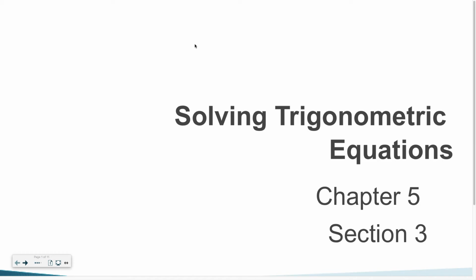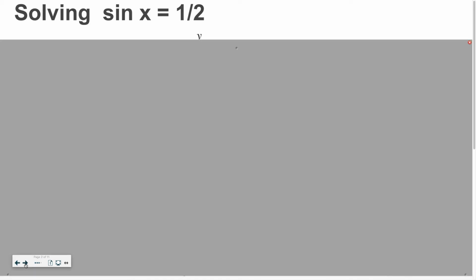Now, if I asked you the sine of x equals 1/2, solve for x, what would you maybe tell me? Pi over 6, or 5 pi over 6? Would you have anything else for me? 30 degrees.